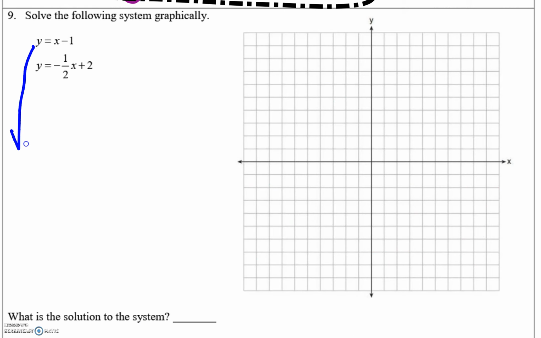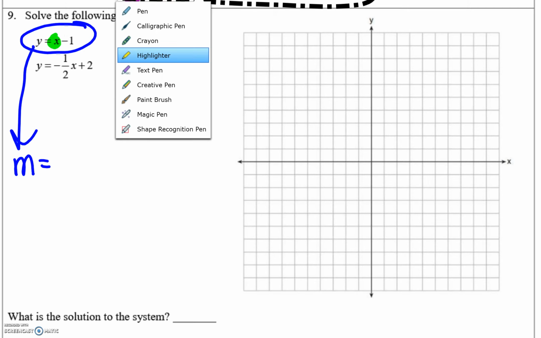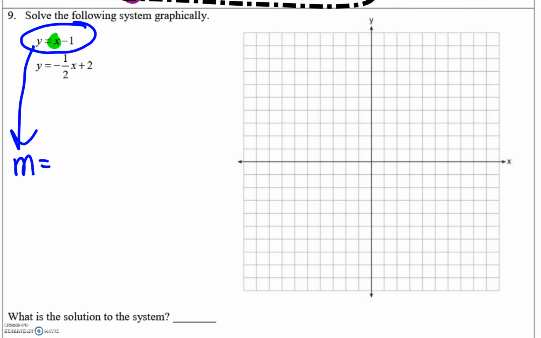Question number 9. Solve this following system graphically. So to solve it graphically, we first need to graph both lines and find the point of intersection. So I'm going to look at the first equation. Y equals x minus 1. My m term is the number associated with my x value. Since there's nothing in front of it, we have to assume that my m value is a 1. And we could make it into a fraction so we know how much to go up and over. So I'm just going to put 1 over 1 so I know how much to go up and over. My b term is negative 1.